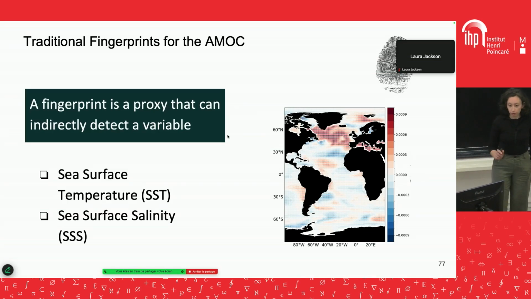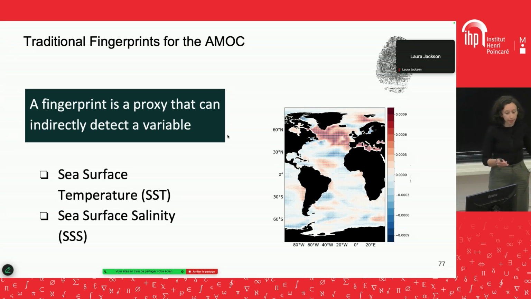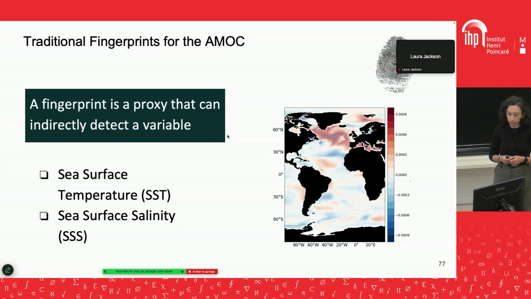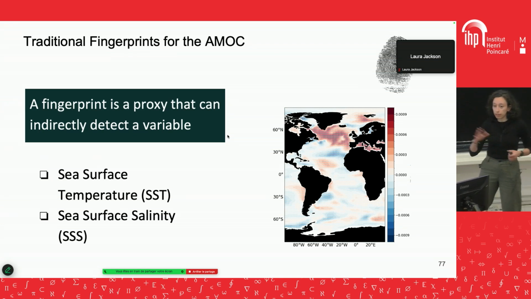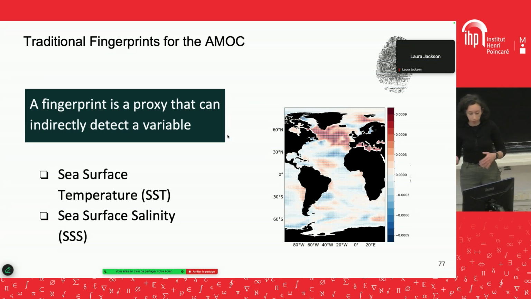So as you know, a fingerprint is a proxy that can indirectly detect the variable when we don't have a long enough time series, which is the case for AMOC, where our direct measurements are about a few decades. The commonly used variables for this are sea surface temperature and sea surface salinity, where there is an average of these parameters taken over large regions of the North Atlantic and South Atlantic.